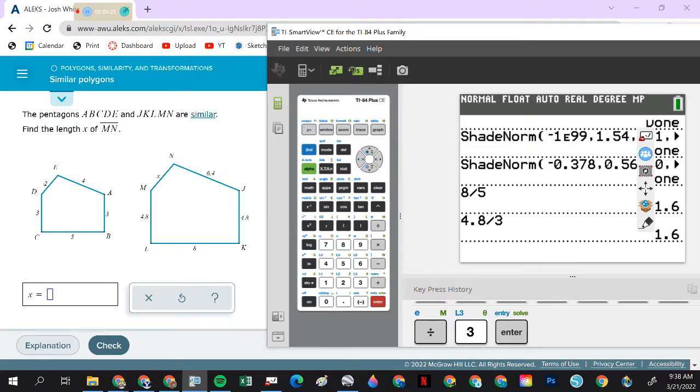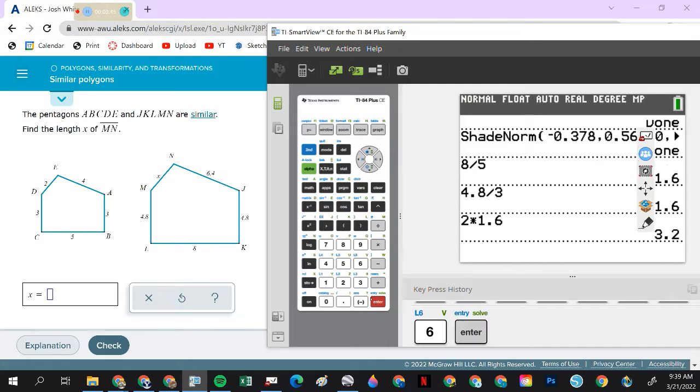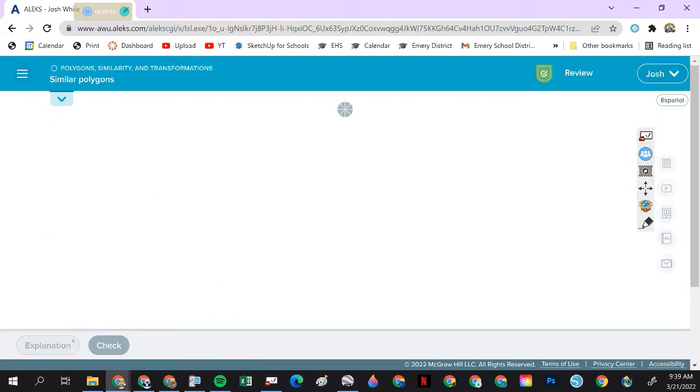So if I know that DE is 2, how am I going to find the length of MN? How do we go from small figure to big figure? Well, we multiply by this ratio here, 1.6. So 2 times 1.6. So MN must be 3.2. Okay, let's look at another one.